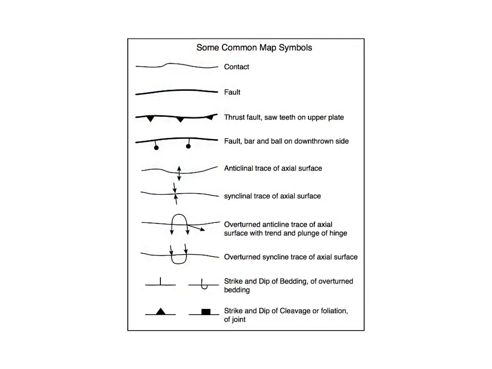This is a list of common symbols on geologic maps. It is important to know all these symbols to be able to understand the map. Pay attention to how contacts, normal and reverse faults, and folds, anticlines and synclines, are marked. Notice the symbol for strike and dip and for overturned bedding, as well as the symbols for foliations and joints.